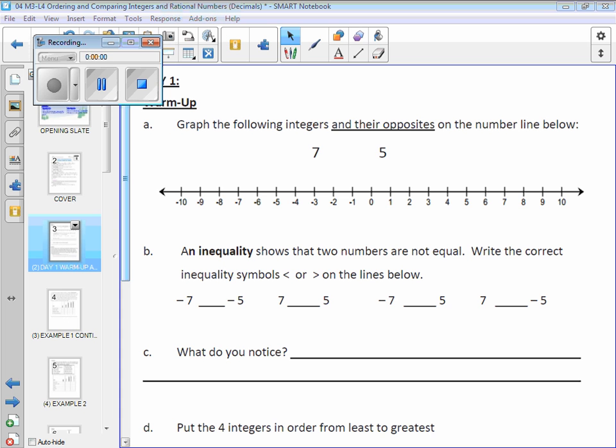Did you do this last night or yesterday in class? All right, so if you had to do 7 and 5 and their opposites, you need a total of 4 points. Good, right?